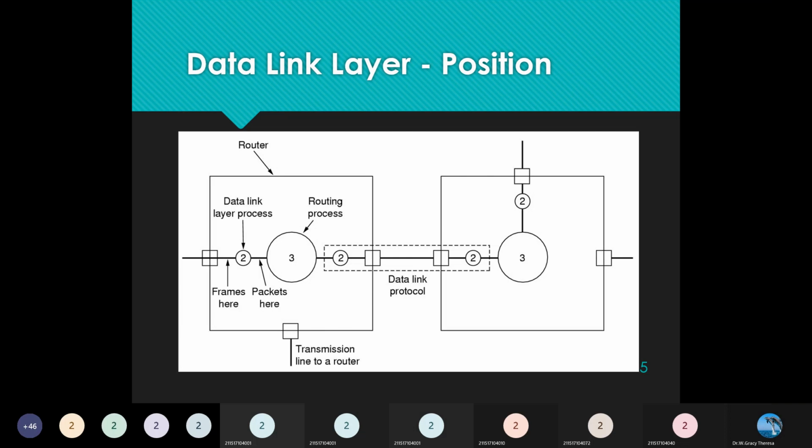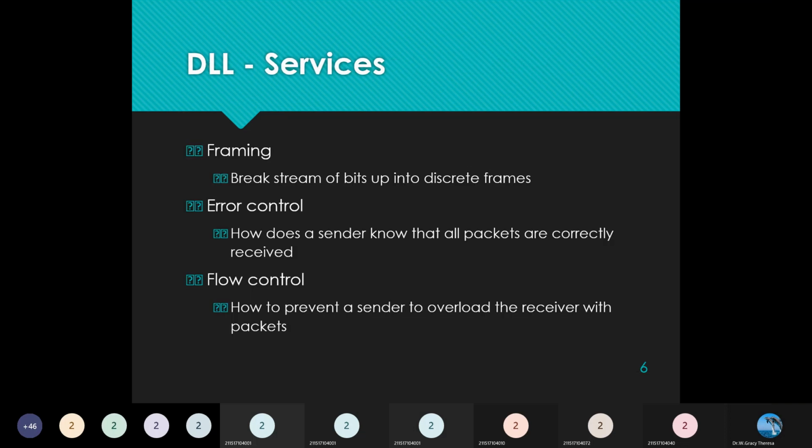Okay, next we are going to see the services provided by the data link layer, or we can say the major functionality of the data link layer: framing, error control, and flow control. These are the main functionality of the data link layer, or the data link layer services. These are the important services in the data link layer.